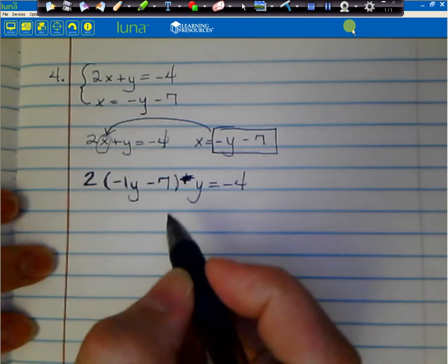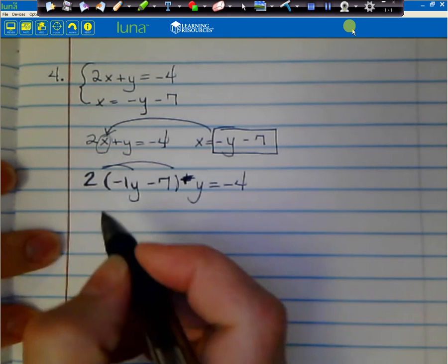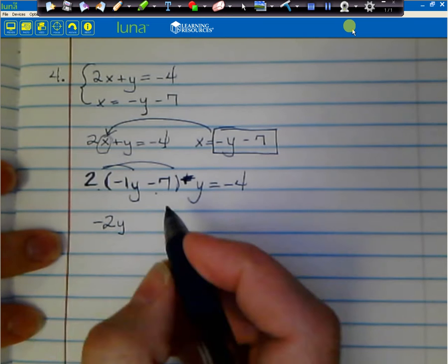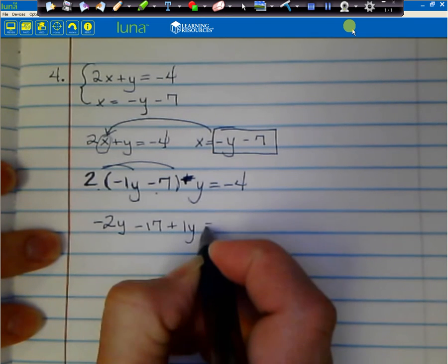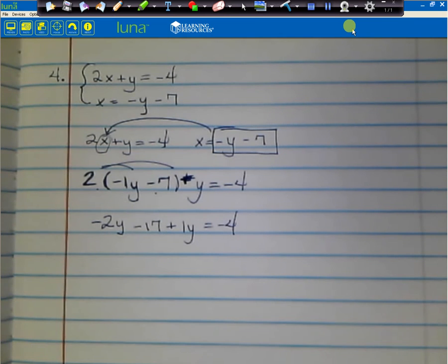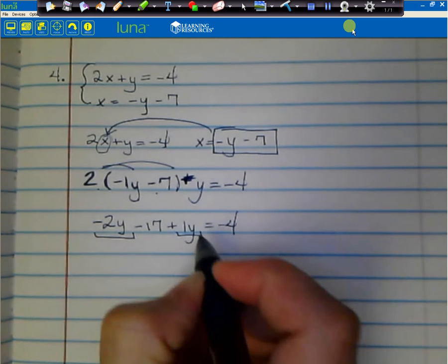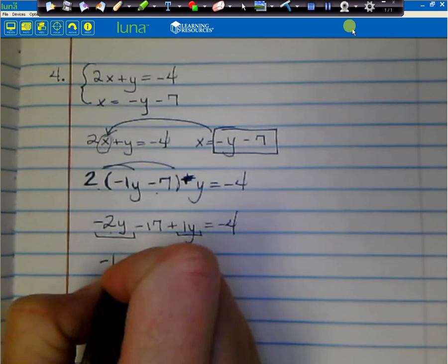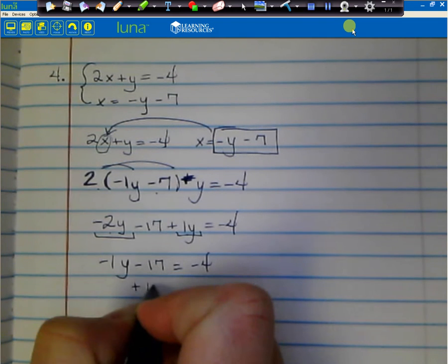So the next thing I have to do here is distribute. So I'm going to distribute my 2 to everything inside the parentheses. 2 times negative 1 gives me negative 2y. 2 times negative 7 gives me negative 17 plus 1y equals negative 4. So now I'm just combining like terms. I have negative 2y and positive 1y. Negative 2 plus 1 gives me negative 1y minus 17 equals negative 4. And now I'm going to add 17 on both sides.